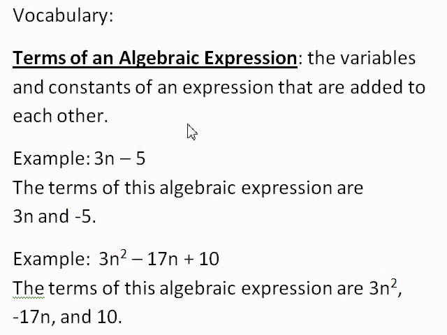The first vocabulary word we're going to look at are the terms of an algebraic expression. The terms of an algebraic expression are the variables and constants of an expression that are added to each other. For example, if I gave you 3n minus 5, the terms of this algebraic expression are 3n and negative 5. Now, it doesn't really look like the negative 5 is being added to the 3n, but remember we can always make this plus negative 5. So again, the terms of 3n minus 5 would be 3n and negative 5. The terms of 3n squared minus 17n plus 10 are 3n squared, negative 17n, and positive 10.